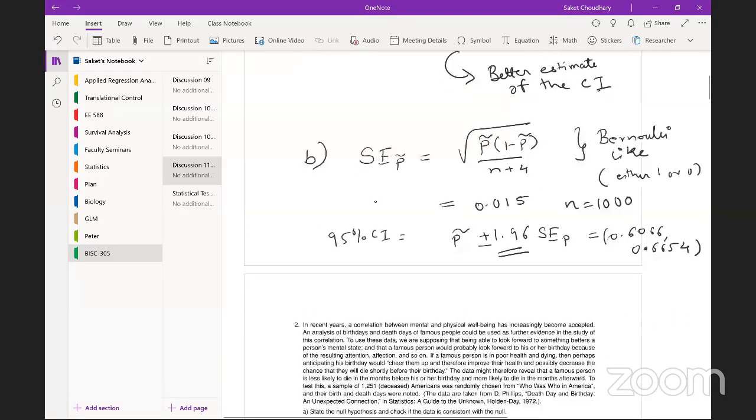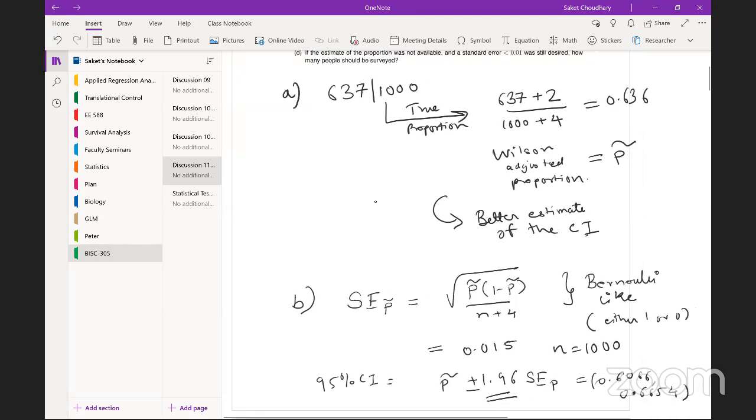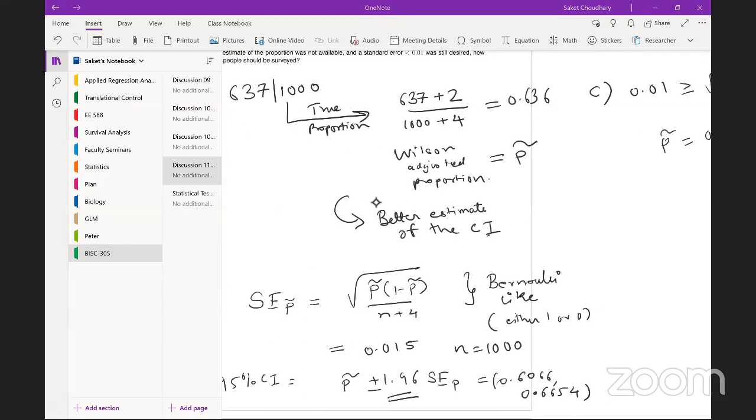Okay. So the next problem asks us that if it is desired to have a standard error of no greater than 0.01, how many people should be surveyed? Okay, so I'm going to move this here. So in problem C, the idea is that you're already given the standard error, and you want to count how many people should be surveyed. So we want the standard error to be less than or equal to this value, where your p hat is essentially given by 0.6. Okay, one second. Let me make sure.